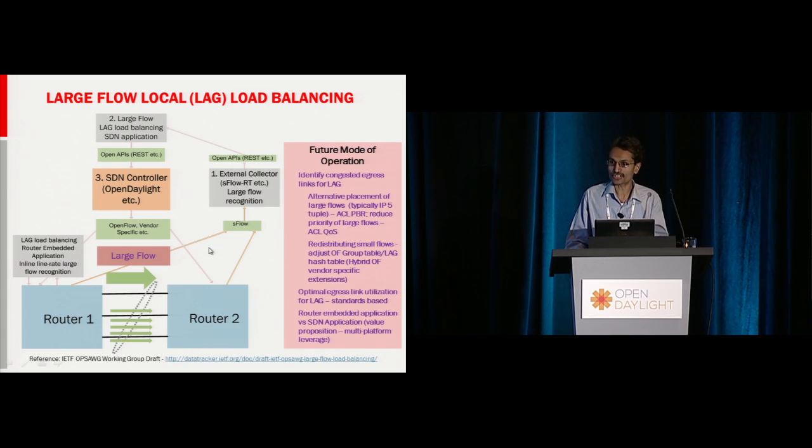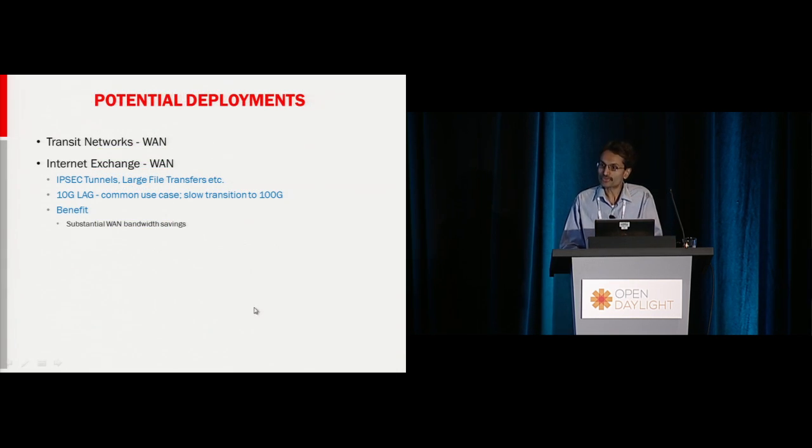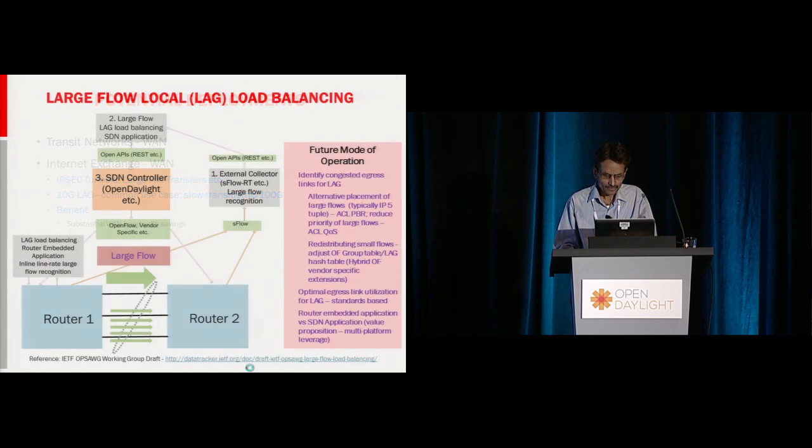Talking to our customers, they see value in both approaches. If you want to deliver value through ASICs and those kinds of approaches, then go with the embedded application. But otherwise, the SDN application is the preferred approach. And this work is captured in detail in the IETF OPS Working Group on large flow load balancing.